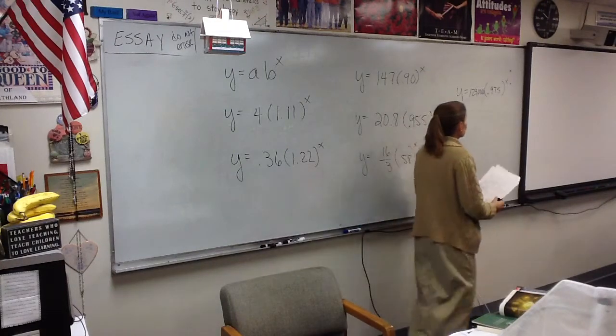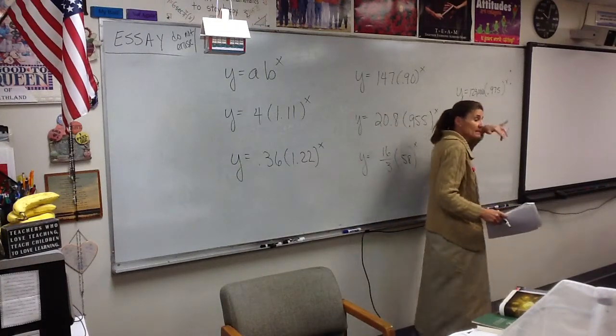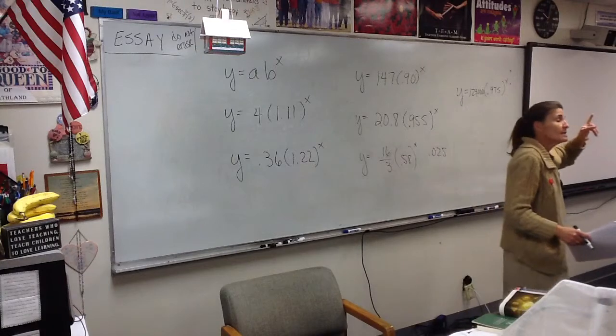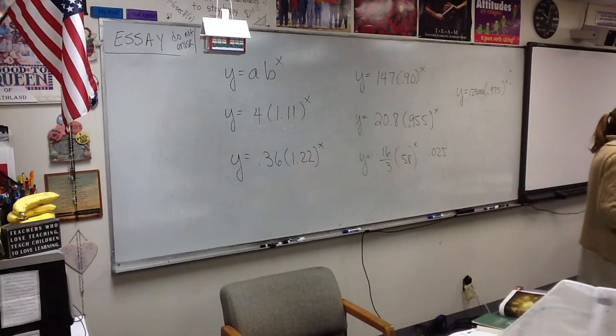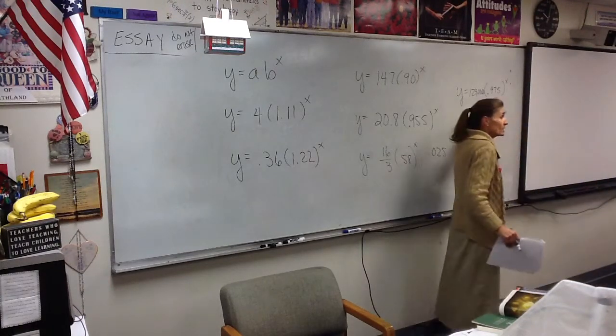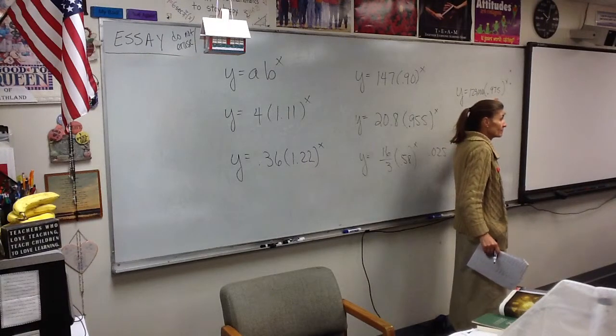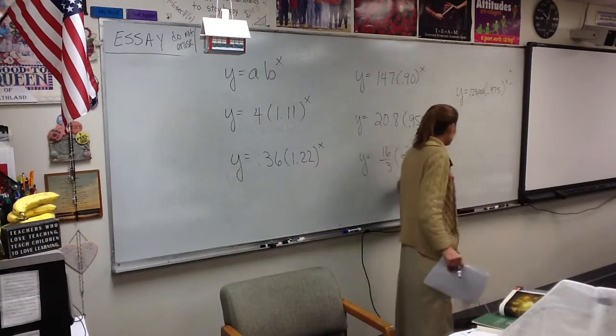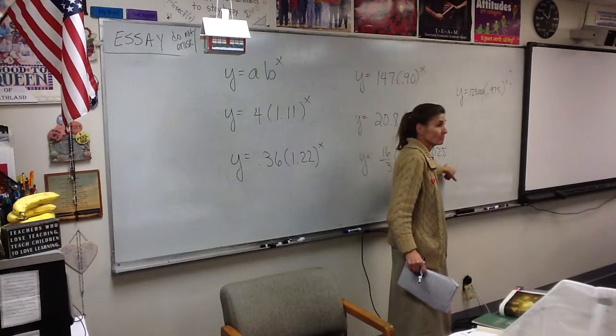So I need to subtract. This is a calculator, you can use your calculator. Take 1 minus 0.025, and you should get 0.975. So you just move the decimal 2 places, that's how we get from percent to decimal.